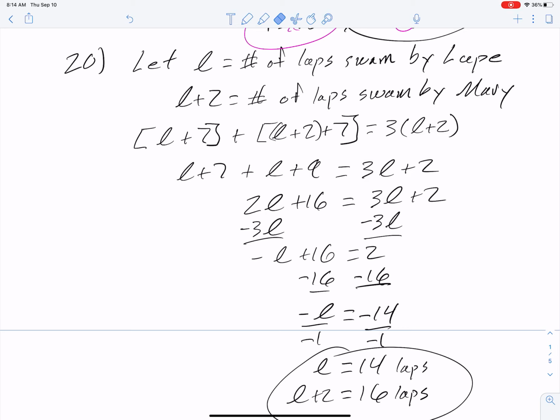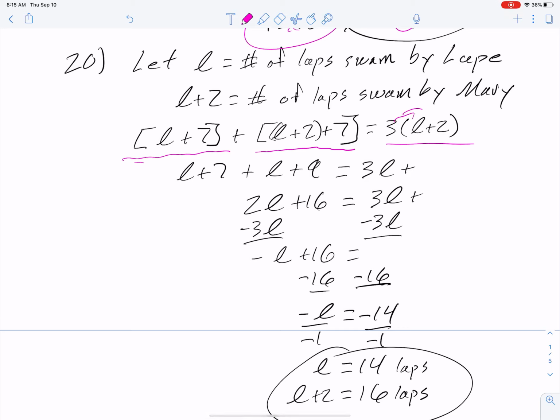Now, just to keep things clear, these brackets aren't totally necessary, but I went ahead and set up L plus 7, so that represents Lupe's laps plus 7 inside a set of brackets, and then L plus 2 plus 7 inside a set of brackets to indicate Mary's laps, and then finally, that would get me 3 times L plus 2, the total number of Mary's laps times 3. From there, I'm able to drop the bracket since I don't have any distribution to take care of. I'm just noticing I made a careless mistake, so I'm going to go through and fix that as we work on the problem.